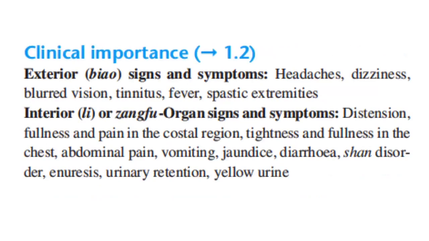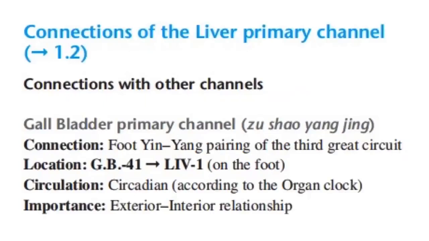Clinical importance of knowing the liver primary channel. If it is an exterior condition, there would be headaches, dizziness, blurred vision, tinnitus, fever, and spastic extremities. If it is an interior or Zhangfu organ situation, there will be distension, fullness and pain in the costal region, tightness and fullness in the chest, abdominal pain, vomiting, jaundice, diarrhea, Shan disorder, enuresis, urinary retention, yellow urine.